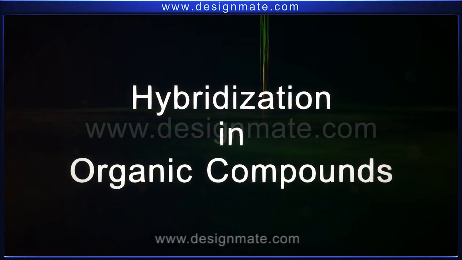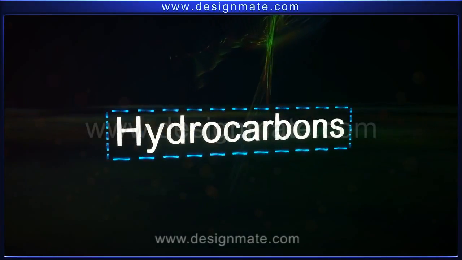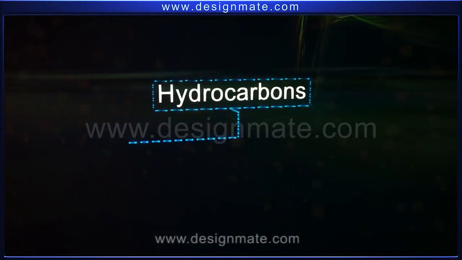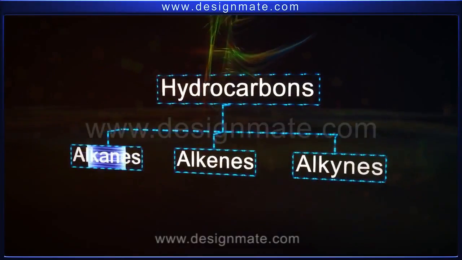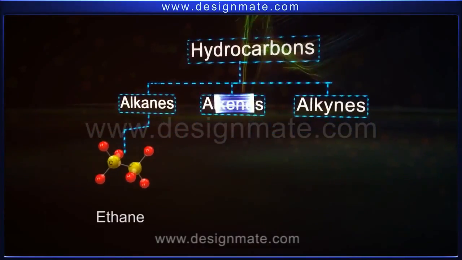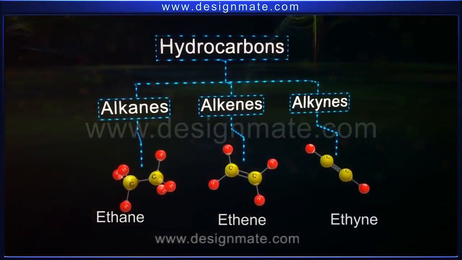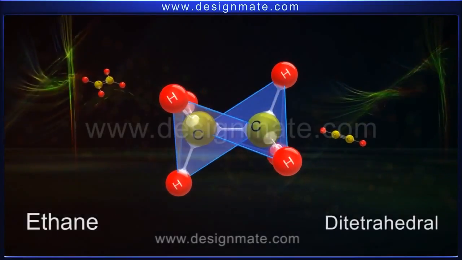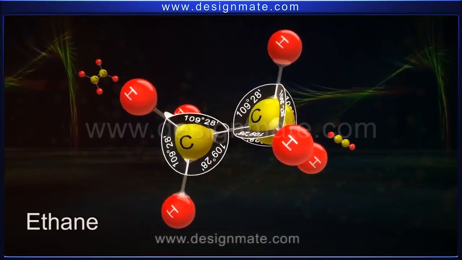Hybridization in organic compounds. The simplest of organic compounds, namely hydrocarbons, are classified as alkanes, alkenes, and alkynes. Consider ethane, ethene, and ethyne as their respective examples. The ethane molecule is ditetrahedral and has a bond angle of 109 degrees 28 minutes.